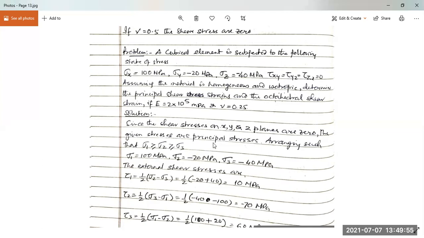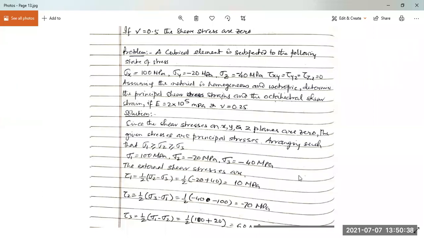Now, since the shear stresses on the X, Y and Z planes are all 0, the given stresses are principal stresses. What is given? Tau xy, tau yz, and tau zx are zero, so along the Y-axis, Z-axis and X-axis there is no shear stress. So we can say the stress in X direction, which is given, is a principal stress. Stress in Y direction is a principal stress, and stress in Z direction, which is given here, is also a principal stress.